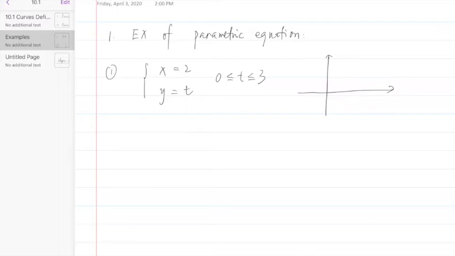Well, since t is going from 0 to 3, we can plug in several numbers for t. If t equals 0, I'm at the point (2, 0). If t is 1, I'm at the point (2, 1). If t is 2, I'm at the point (2, 2). Then you start to see the pattern. My x is all the time the same. It's always 2. But my y value, which is t, can run from 0 to 3. So what you see here is nothing but a segment going from 0 to 3. That's what this parametric equation represents.